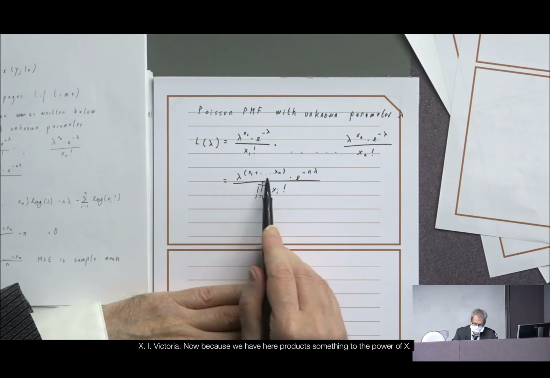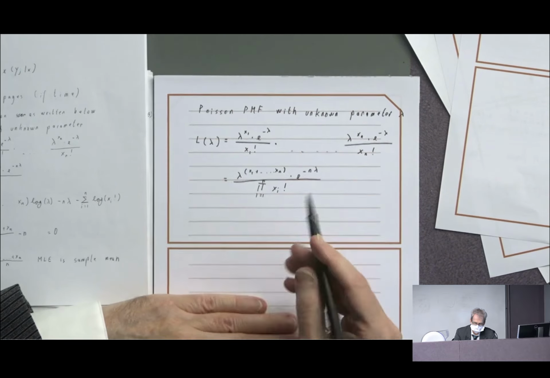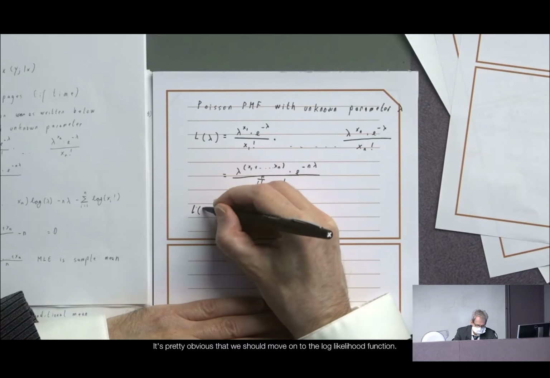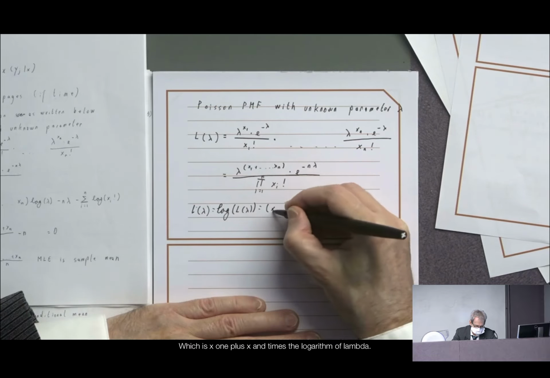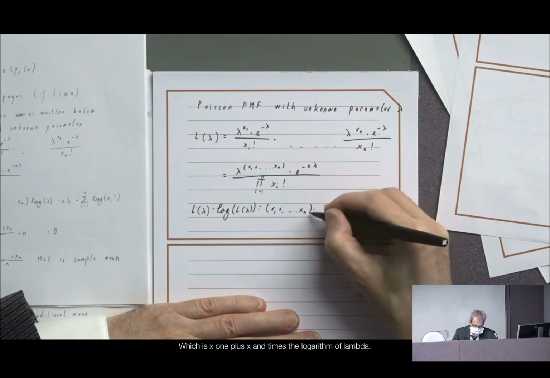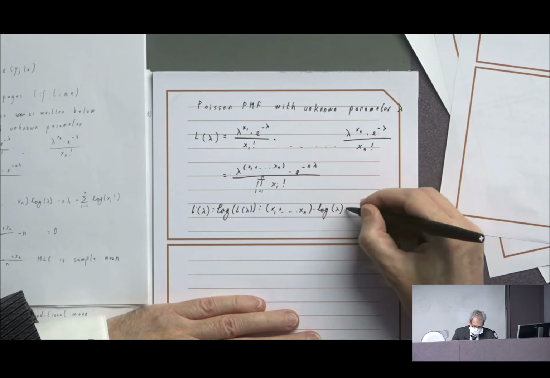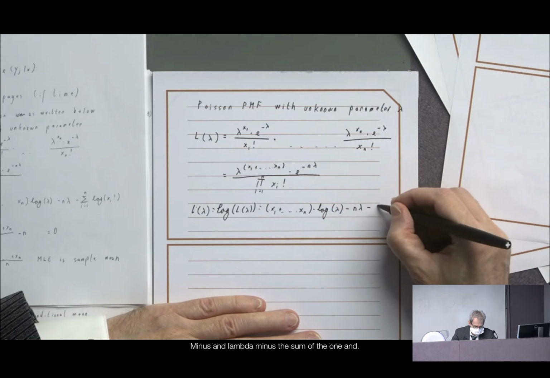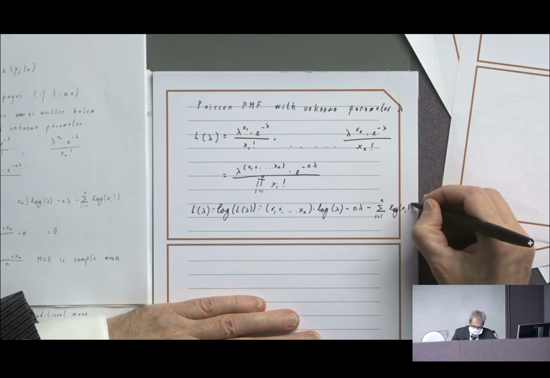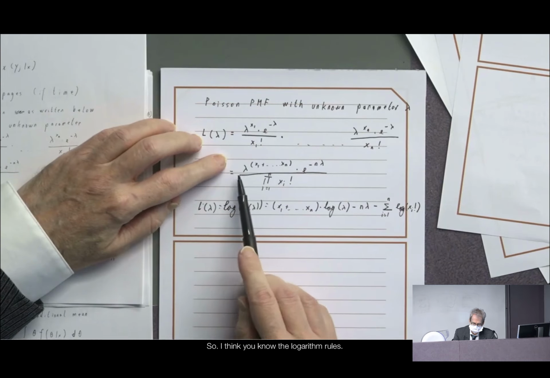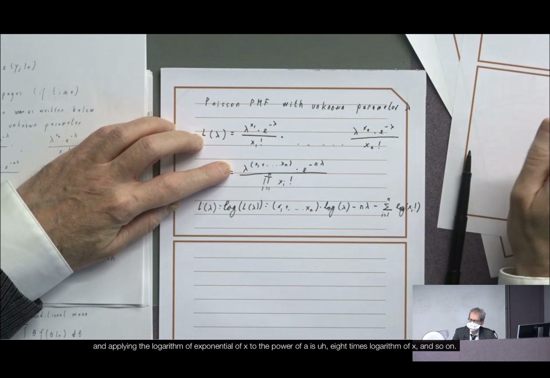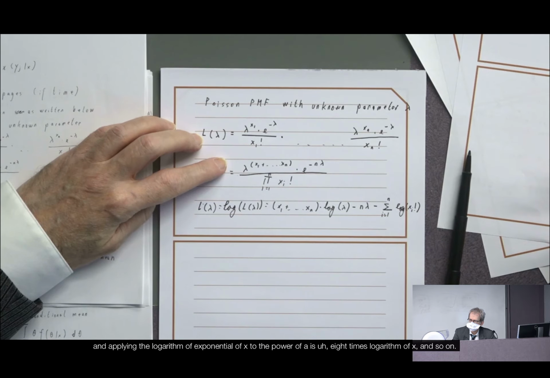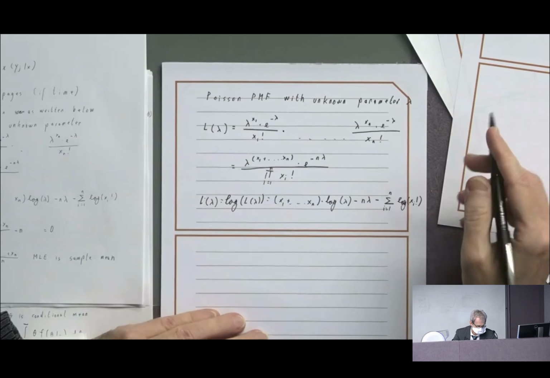Now, because we have here products, something to the power of x1 and so on, it's pretty obvious that we should move on to the log likelihood function. And so we're taking just the logarithm of the thing we computed up here, which is x1 plus xn times the logarithm of lambda minus n lambda minus the sum of 1 to n of the logarithms of the xi factorial. So I think you know the logarithm rules. This is just writing the logarithm in front of this and applying the rule that the logarithm of x to the power of a is a times the logarithm of x, and so on.